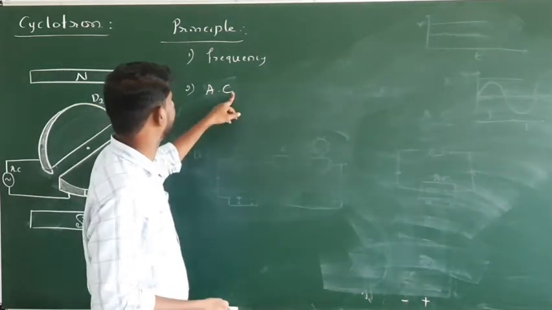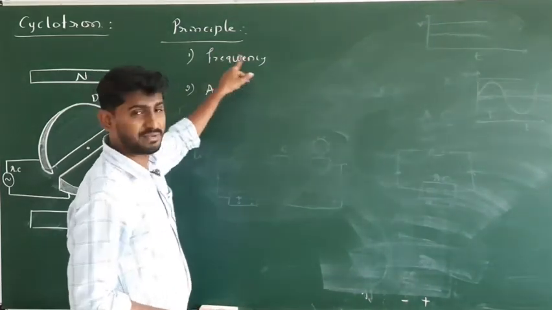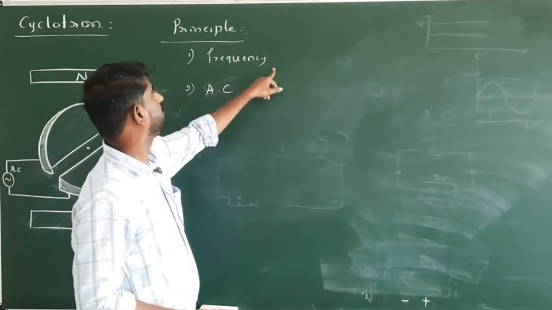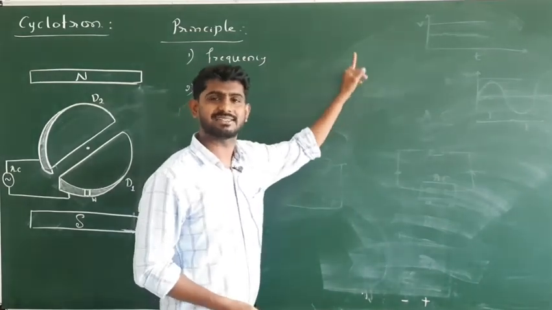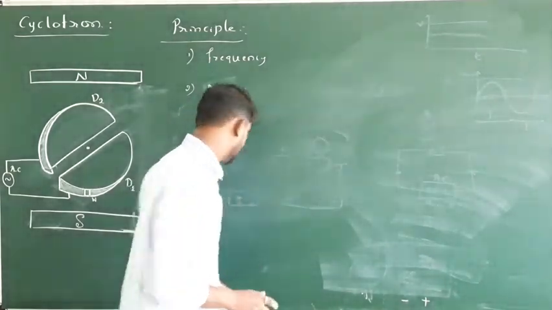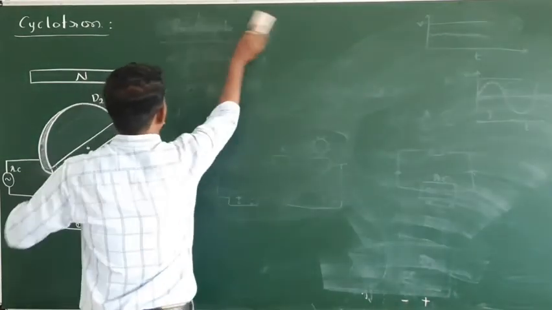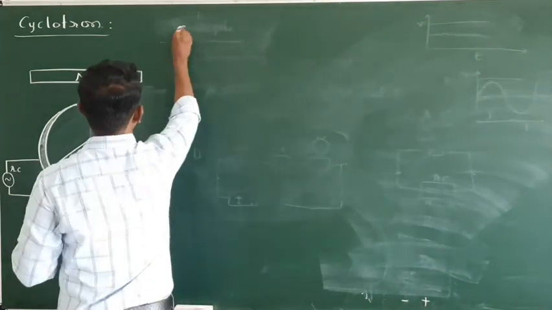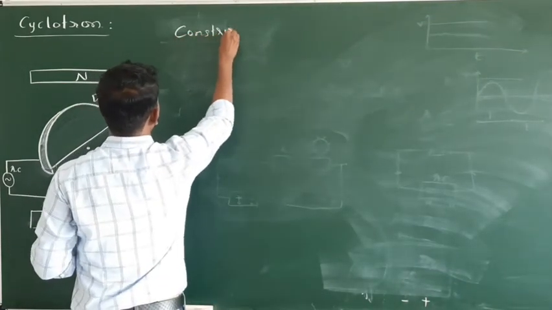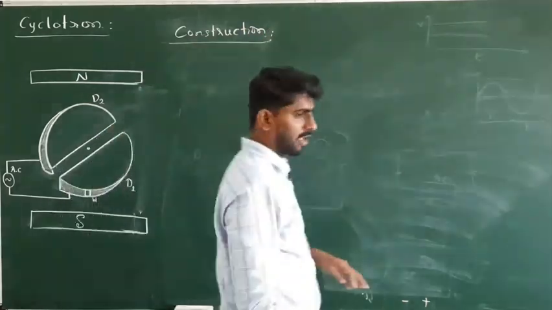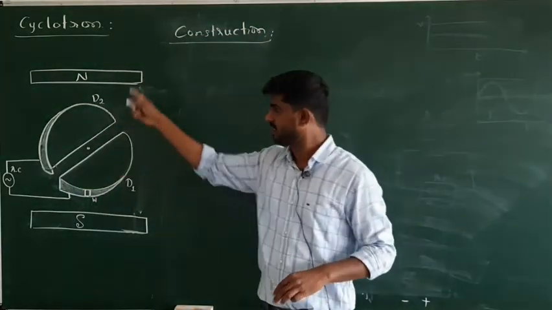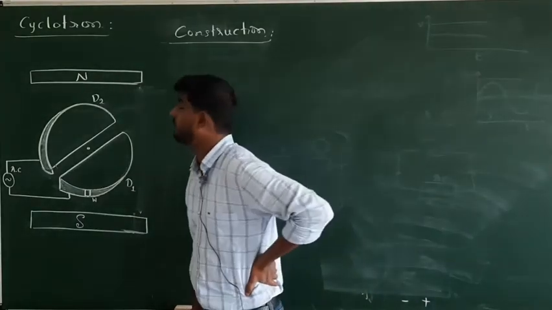This is the first principle. And in the second principle, the frequency of the revolving charged particle is independent of velocity, radius and kinetic energy. Okay, so then we'll see the construction of the cyclotron. Okay, see the diagram. So this is the diagram of the cyclotron.